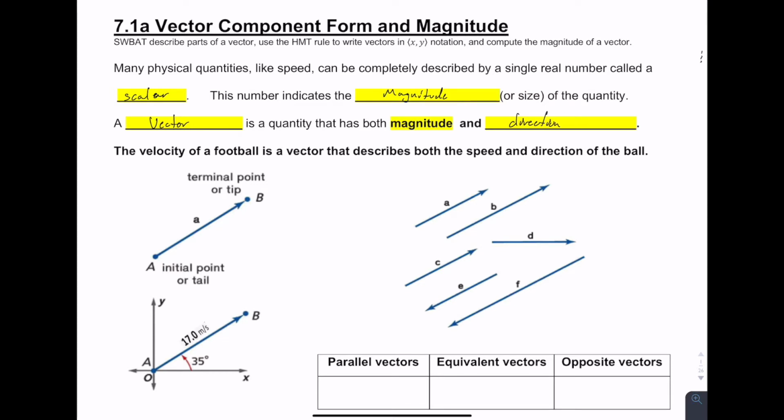So the velocity of a football is a vector that describes both the speed and the direction of the ball. Let's say player A kicks it over to player B. All right? So then it goes that way. A is called the initial point or the tail, and B is called the terminal point or the tip. Obviously the little arrow is the tip, and the beginning is the initial point or the tail of the movement. So that's important.